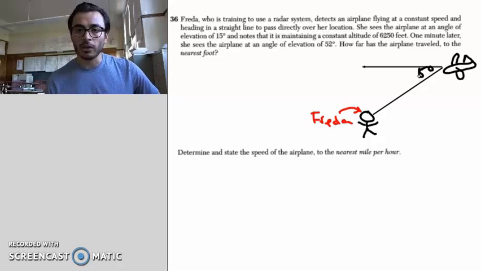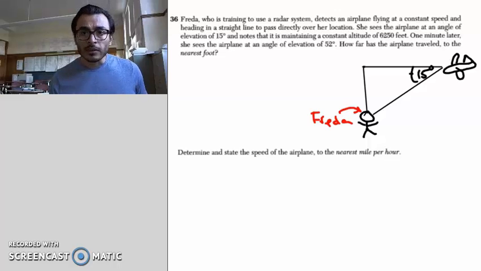Now, if you're struggling with how I got that 15 degrees, I have a whole video dedicated to angles of elevation and angles of depression. So that angle of elevation is 15 degrees. And then the other important piece is that the airplane is flying at an altitude, so its distance from the ground is 6,250.